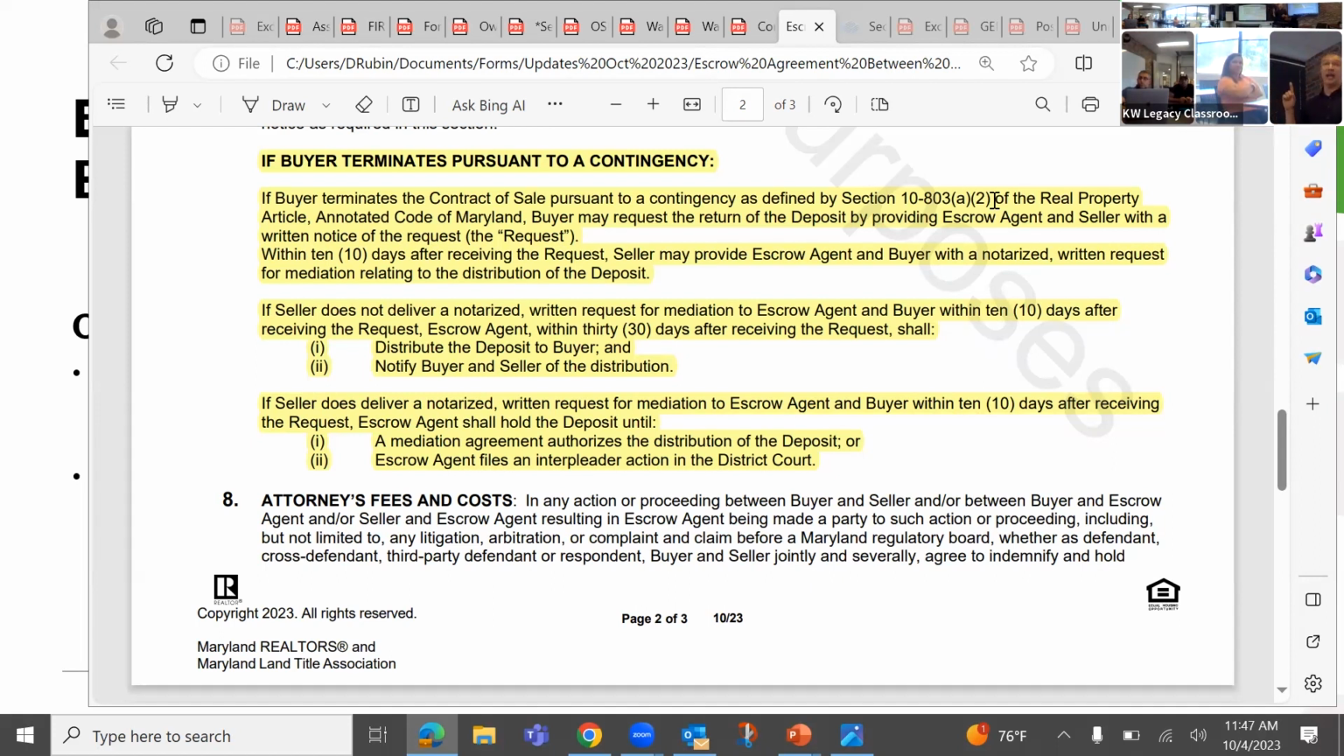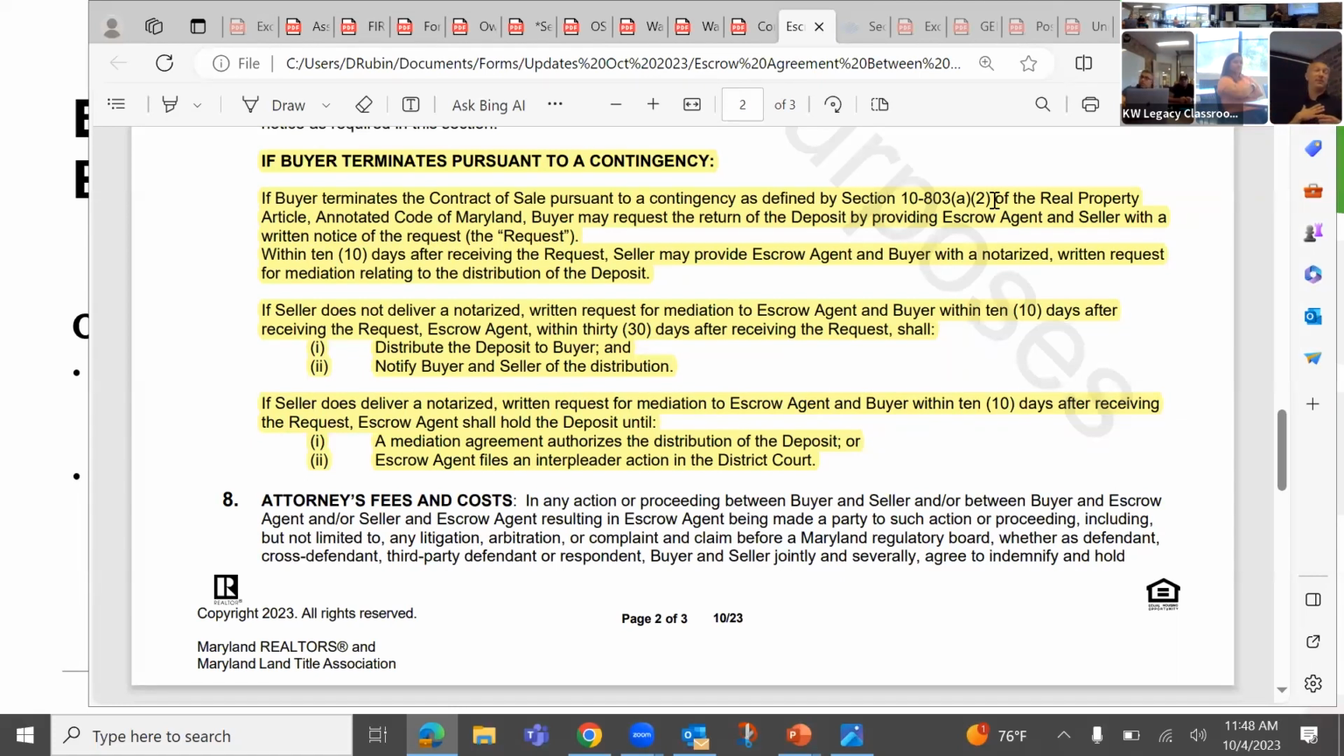So if you are a buyer and you terminate due to one of these contingencies, that day I'm sending in a request for that money. That starts the clock, tick, tick, tick. The seller then has 10 days to think, oh crap, how mad am I? Is it worth the $450 to go to mediation? Is it really worth it?